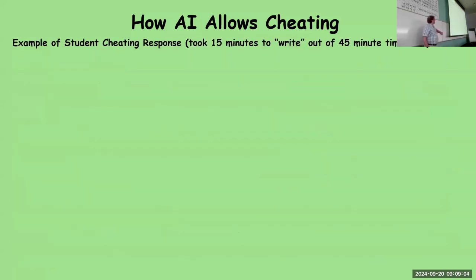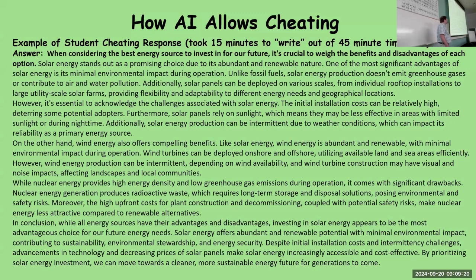So here's an example of a student cheating response. This is from an actual exam. One thing Canvas does is record how long a student took to answer a question. This only took them 15 minutes out of a 45-minute time limit, which I think is way too low if this was actually written by a student. And it's really extensive, and uses a lot of vocabulary and terminology that I didn't cover in lecture.